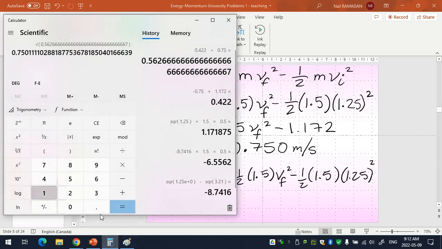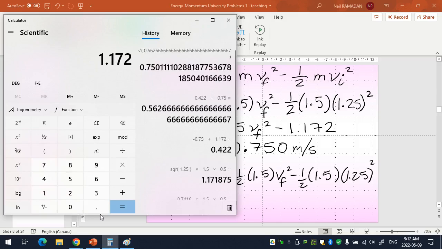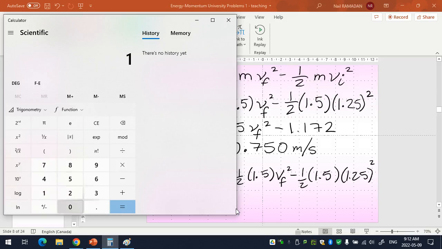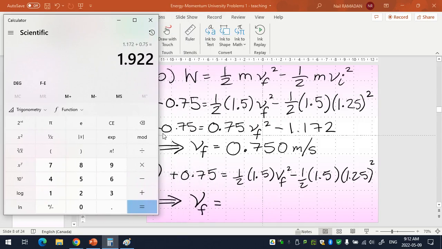So we're going to do 1.172. Let me clean up first. 1.172 plus 0.75. There we go. And we're still going to do the same thing. We're going to divide by 0.75, and we're going to square root. 1.60.